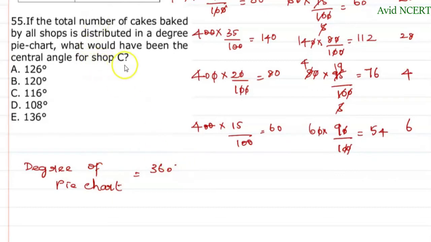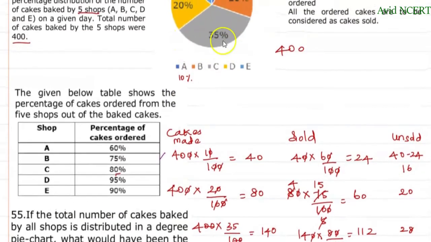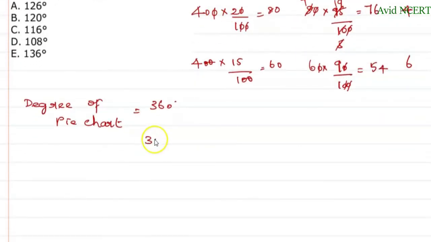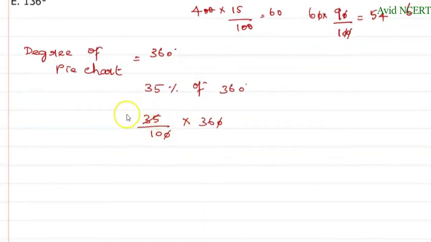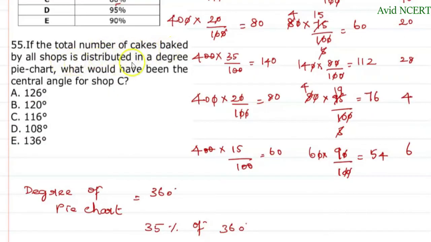So here they are asking for shop C. The percentage of shop C here is 35%, which is 35% of 360 degrees. Whenever it is "of", it is times. So 35% is 35 by 100 times 360 degrees. The zeros get cancelled, and you can simplify this by any method, whichever is easy for you. I'm doing it like this: 5 times 7 is 35, 5 times 2 is 10, and 2 times 18 is 36. So 7 times 18 is 126 degrees. So if the baked cakes are distributed in a pie chart, shop C would be 126 degrees.